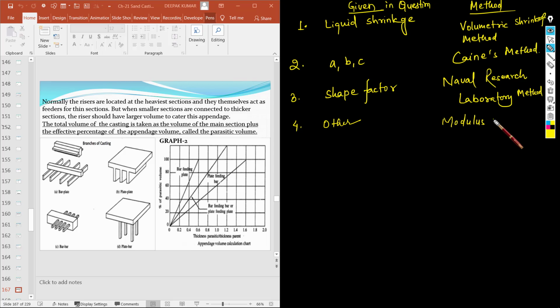The modulus method is the easiest one, and at the same time it is the most safe also, because the maximum dimension value is coming, so the riser is not going to solidify before the casting in any case.